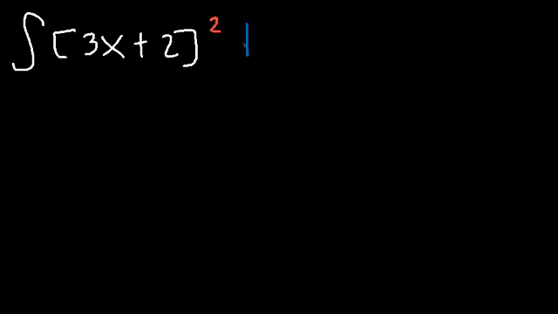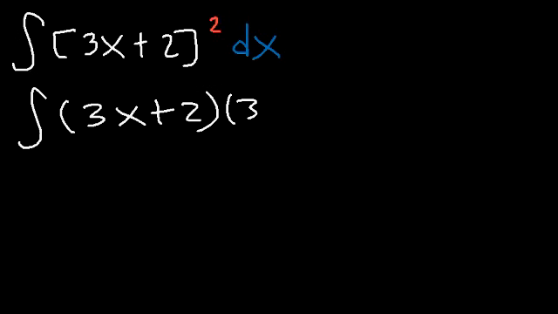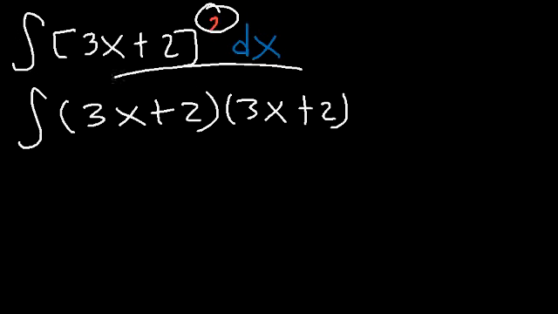Go ahead and find the antiderivative of 3x plus 2 raised to the 2nd power. So feel free to pause the video and try this example. If you see an expression like this, what you should do is multiply or FOIL 3x plus 2 times 3x plus 2. 3x plus 2 squared is the same as this expression. You have two 3x plus 2's multiplied to each other.